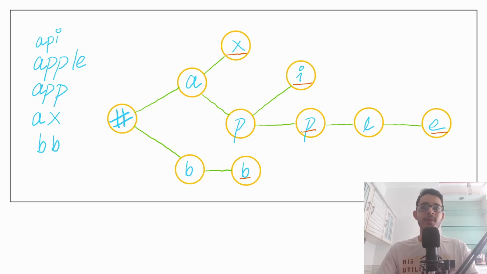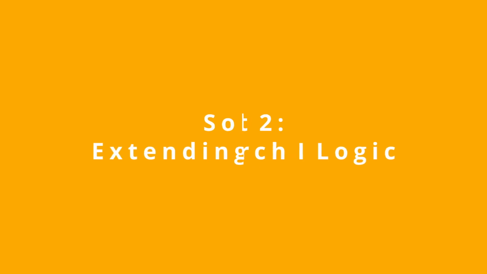So now we can move on to the second part of the solution, and we'll actually talk about how to extend word search 1 to word search 2. It's going to be a very simple change in perspective. So let's get started.